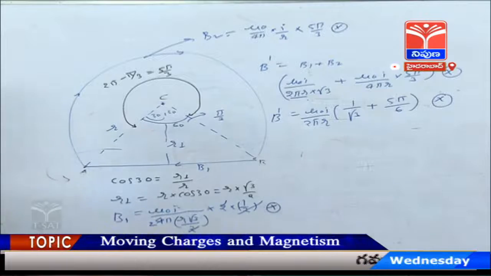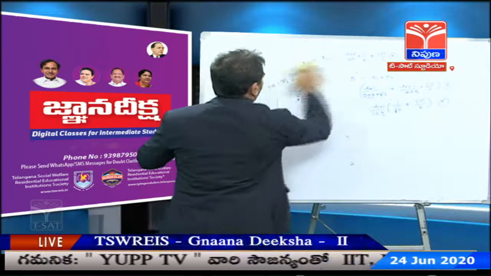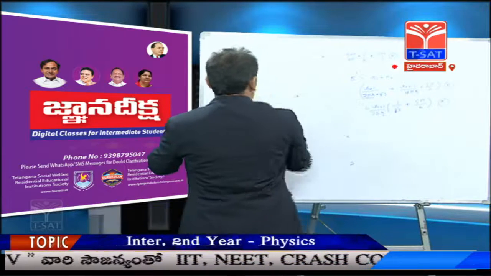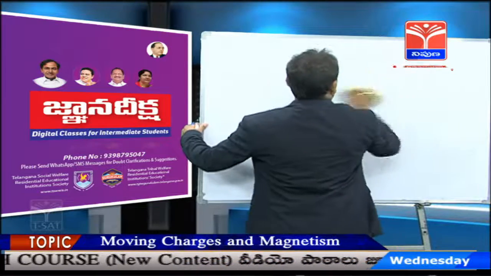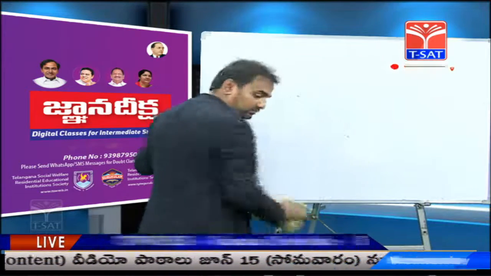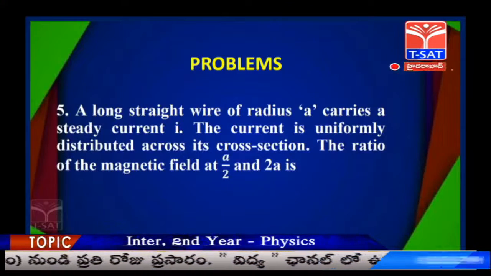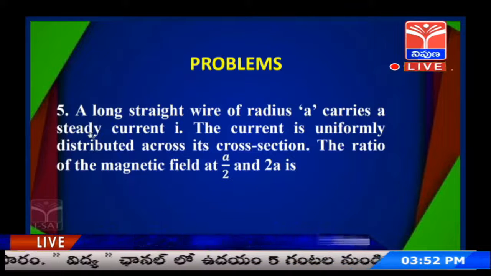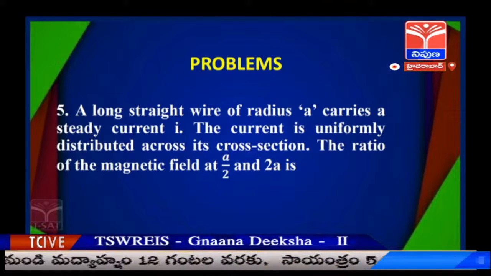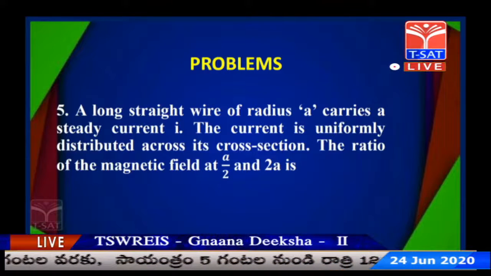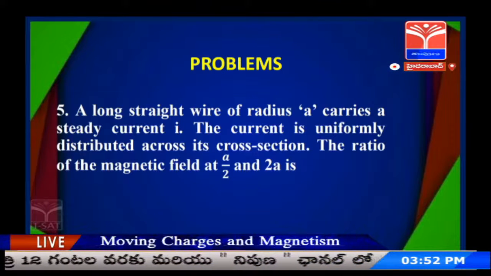Next one is: a long straight wire of radius A carries a steady current I. The current is uniformly distributed across the cross section. The ratio of the magnetic field at a distance of A by 2 and 2A is. This is a very important problem for mains and advanced.